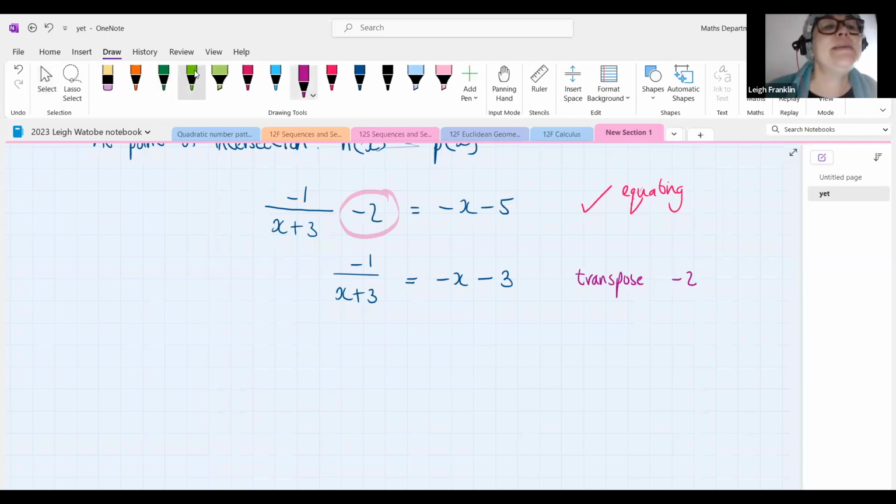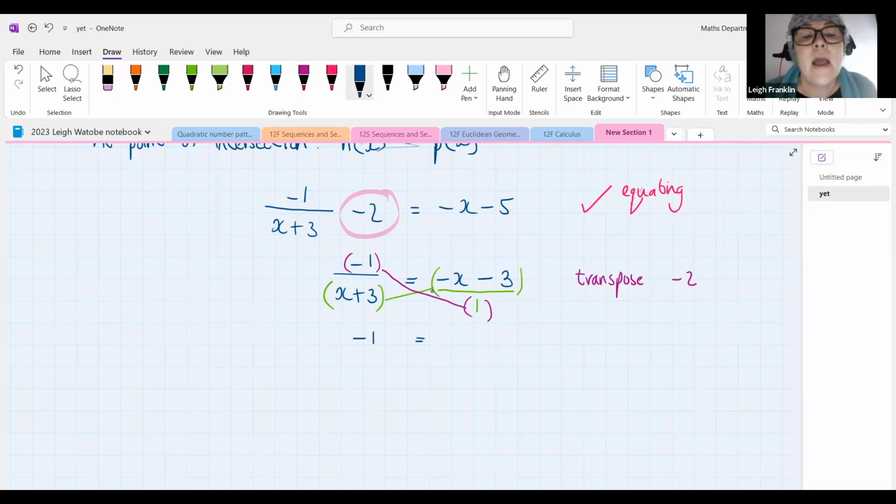Essentially this -x -3 is over 1. So we're going to cross multiply by multiplying x plus 3 with -x -3, and we're going to multiply this -1 at the top with that 1 down at the bottom. That's why we call it cross multiplication. Multiplying 1 with -1 is very easy. That gives us -1. And on the right-hand side, we're now multiplying -x -3 with x plus 3.